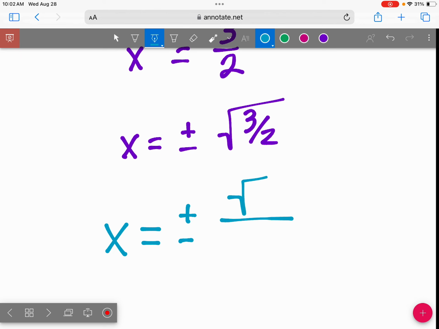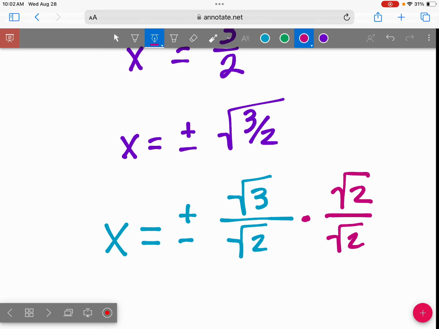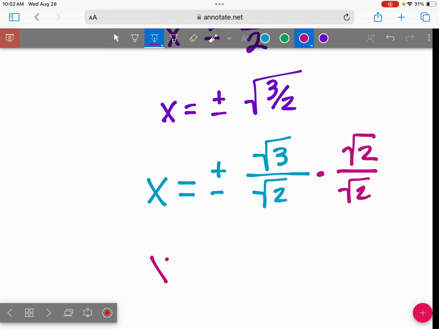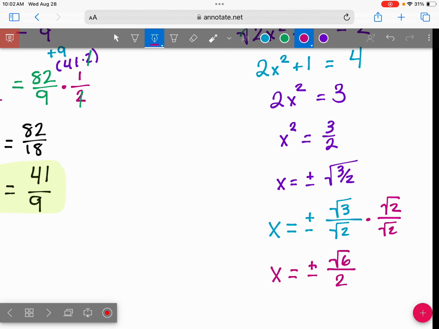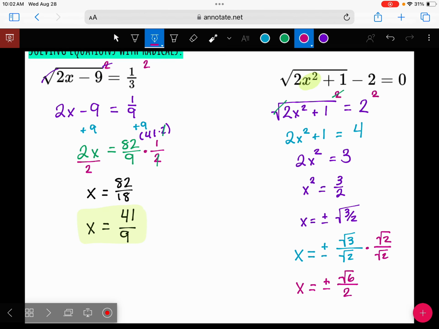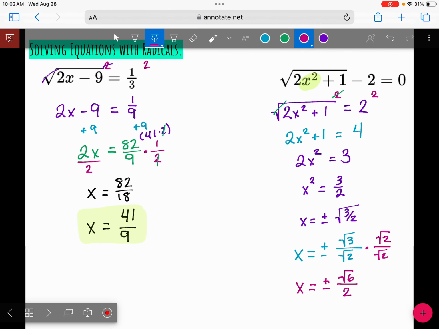We've got our square root of 3 over square root of 2. So what are we going to multiply by to get this to rationalize? Square root of 2. So x equals plus or minus square root of 6 over 2. And so what are they asking for in this equation? Like, why don't we just stop at the plus or minus square root of 3 over 2? That would be a solution.